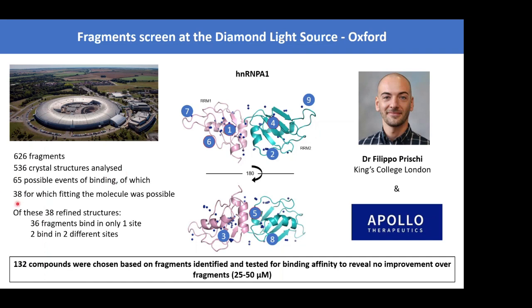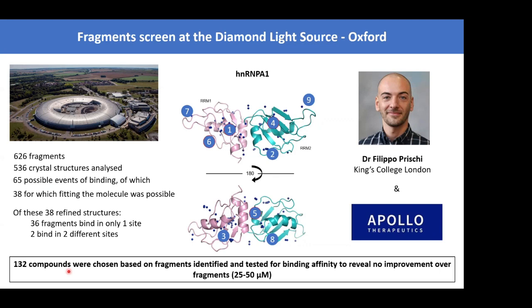And quite nicely, this was a great success technically. We found 38 fragments that bound onto regions of HNR and PA1 that are involved in RNA binding. So that told us that maybe if we took these fragments and expanded them into full-fledged molecules, we would be able to interfere with RNA binding. We then entered into a collaboration with Apollo Therapeutics, and we got 132 molecules that integrated some of these fragments into larger molecules, and then performed the screen on these molecules.